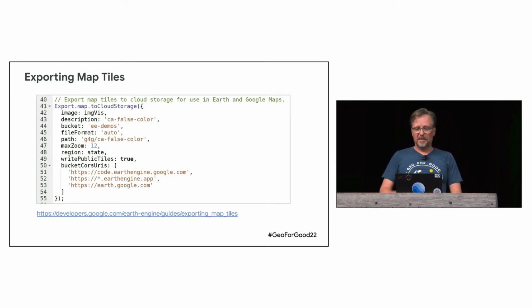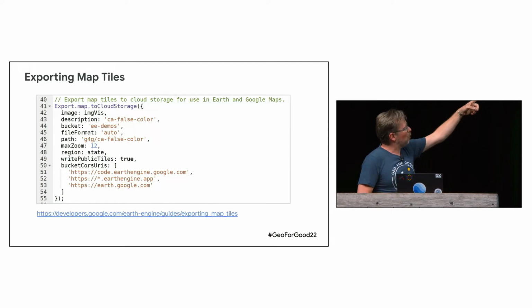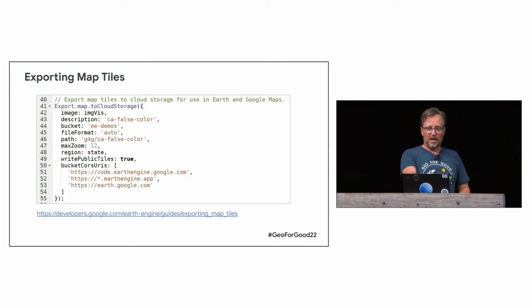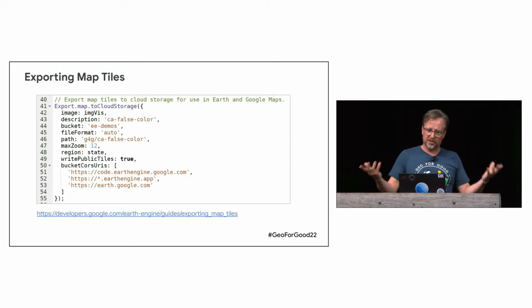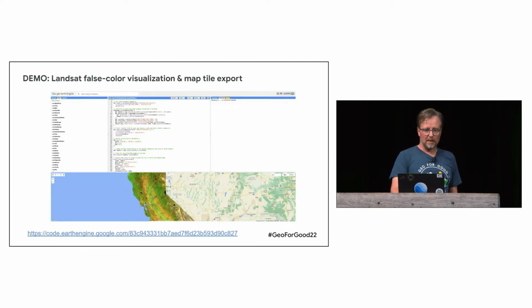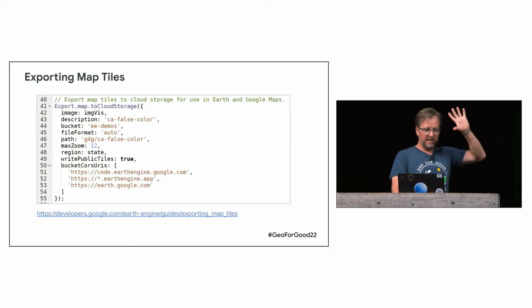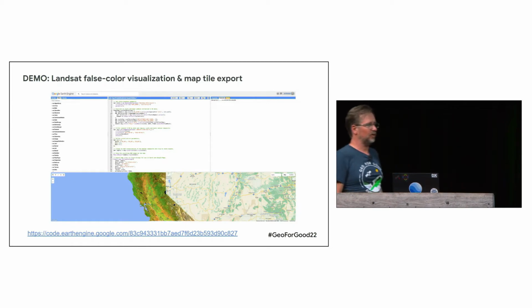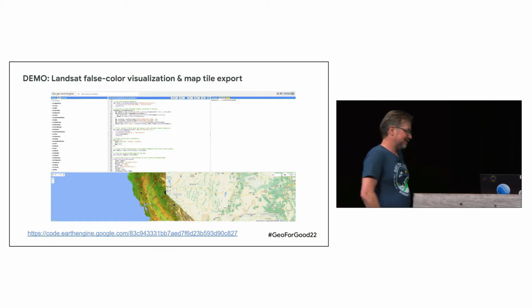And so in this case, we have the bucket CORS URIs set to allow code.earthengine, which is the code editor, earthengine.app, which is any Earth Engine app, and earth.google.com, which is the Google Earth web app, to fetch these tiles. All right, so that's the basics of exporting tiles. Justin's going to go into a bit of a demo, and then we'll talk about some of the details in a little more depth. Thanks, Christian.